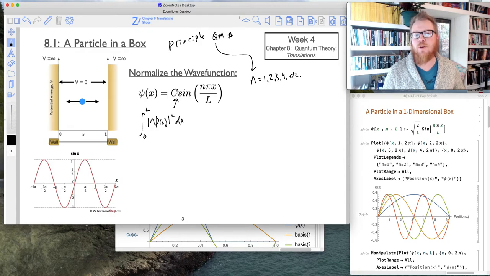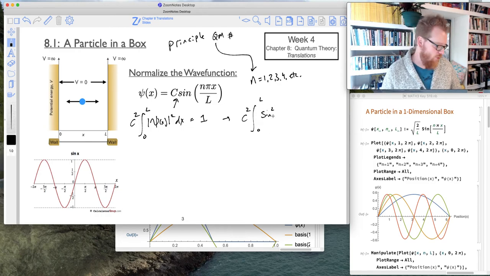And then I'm just going to keep using the same letter just to not confuse it. So we know that that's going to be c squared in front, and that all equals 1, all right? So now plugging all of this in, I'm going to have c squared times the integral from 0 to L. And we can just make this sine squared, okay, square modulus. So that's going to be sine squared of n pi x divided by L dx, all equal to 1.